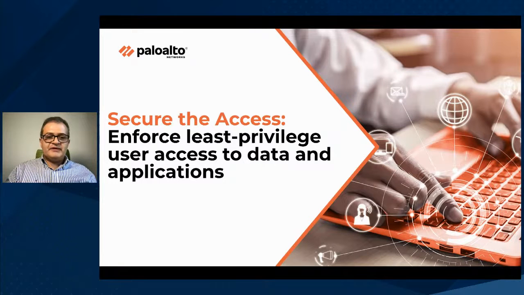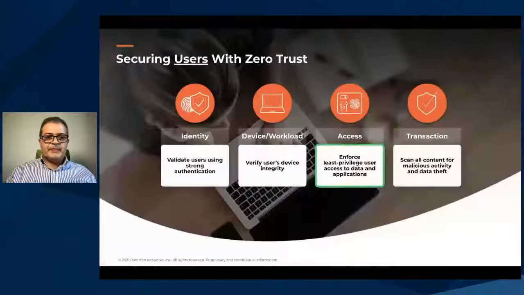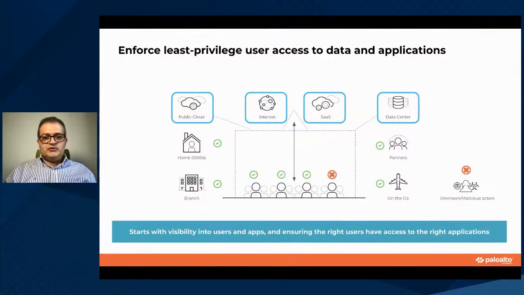So after we've identified the user and made sure of the device integrity, how are we going to secure the access? We need to give these users the least privileged access to the network so that they can carry out their jobs. It is very important to enforce only least privilege user access to data and applications. Any over-provisioning of this access can be taken advantage of by the hackers out there to infiltrate our network. So, how do we do this?